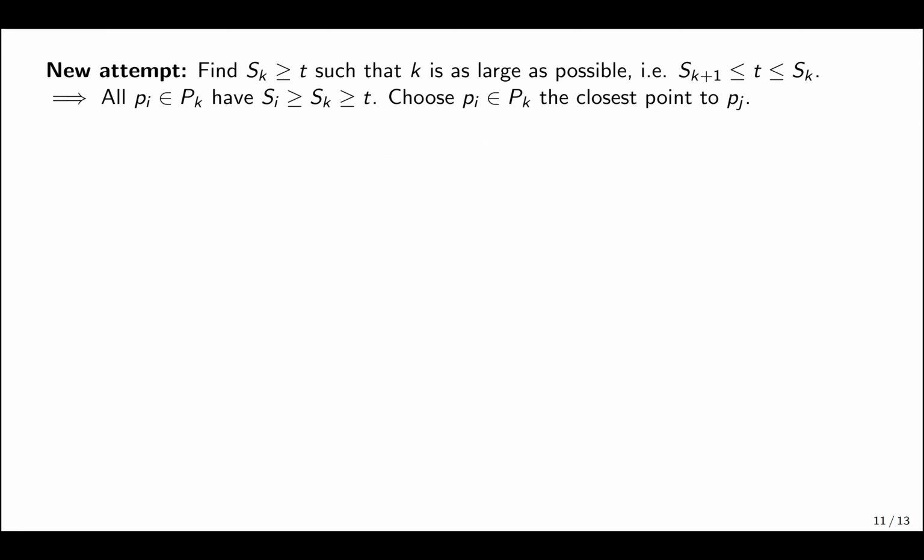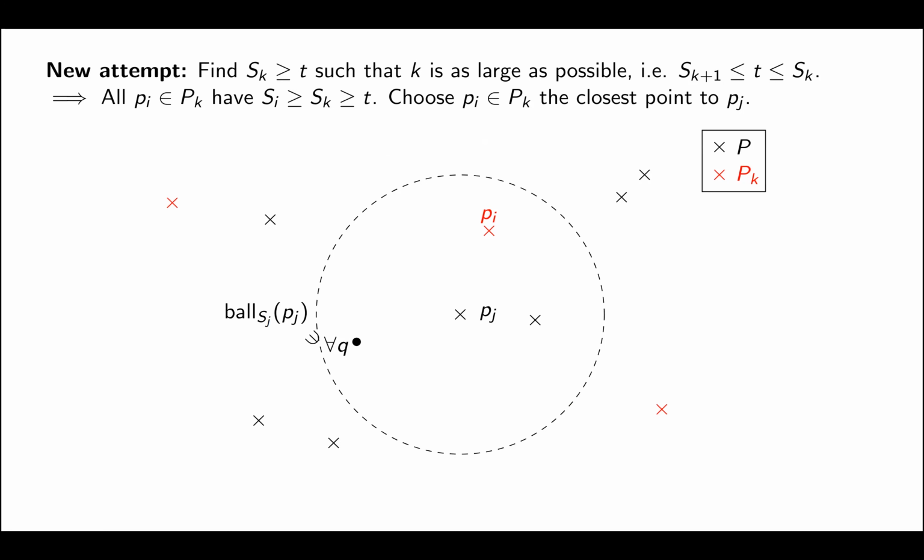And now we just choose p_i not the closest point to p_j, but just the closest point in the set of points that just don't die too early. And geometrically, this looks like the following. We have some point cloud P and the chosen point p_j we want to cover. And we have our point set P_k of points with death times that are not too large. And now we choose the closest point p_i to p_j in this P_k.